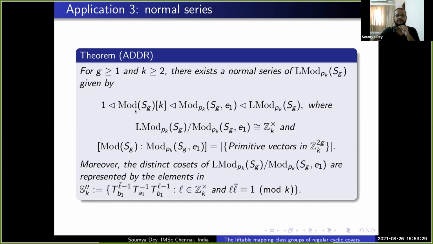What is that? The first group is the level k subgroup. The second group is Mod(pk, Sg, e1), and the third, the biggest group, is LMod(pk, Sg). We have shown that all of them are normal in subsequent groups, and again the quotient is similarly isomorphic to Zk cross. Moreover, we have some presentation for the elements in this quotient. If you take the quotient of LMod(pk) with Mod(pk, Sg, e1), these elements Sk double prime are the coset representatives.